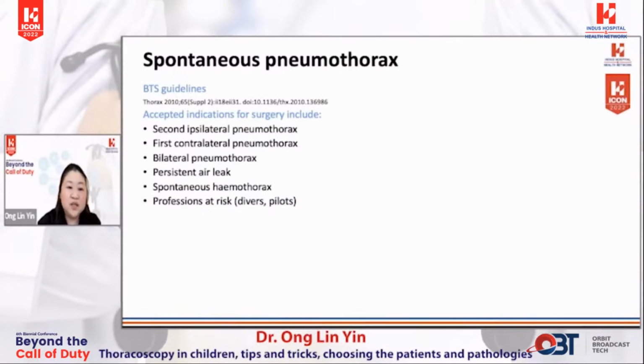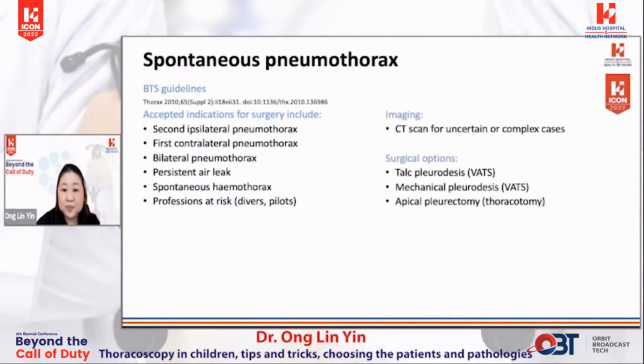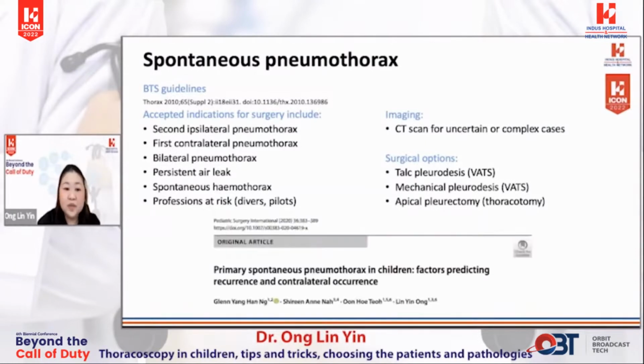and plan to be in a certain profession that might be at risk, for example, divers or pilots. CT scan is only recommended for uncertain or complex cases. And surgical options include tap pleurodesis, mechanical pleurodesis, and an apical pleurectomy, which is usually done via thoracotomy.